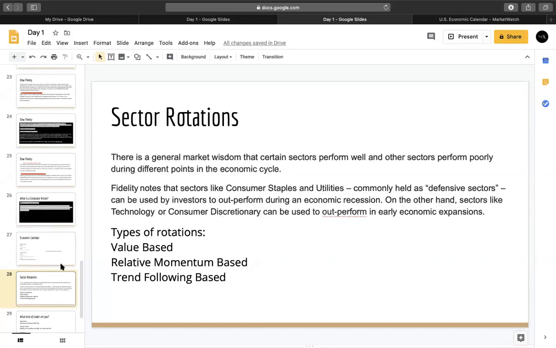Types of rotations: value based. There are value based rotations. There are relative momentum based rotations. There are trend following based rotations. Now I'm not going to go in depth with that today, but just know that there are these three types of rotations. Okay.